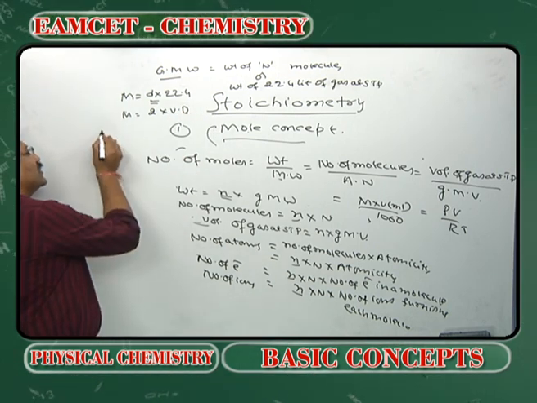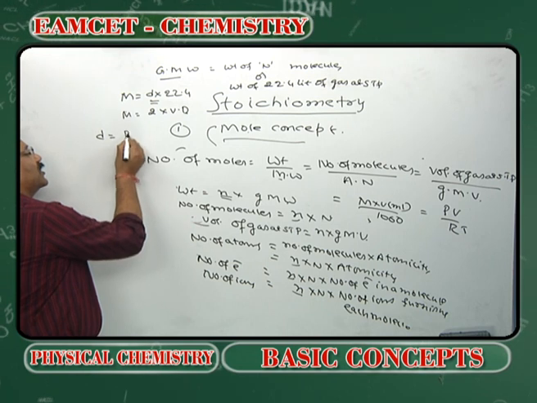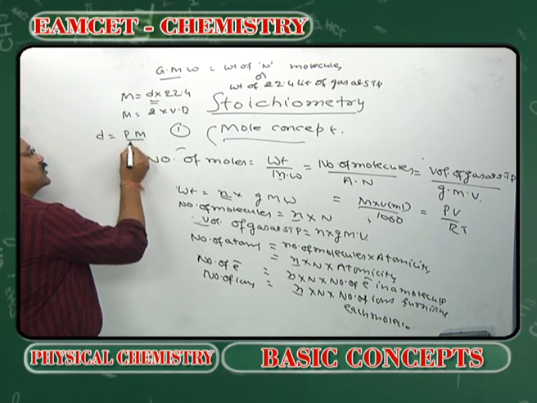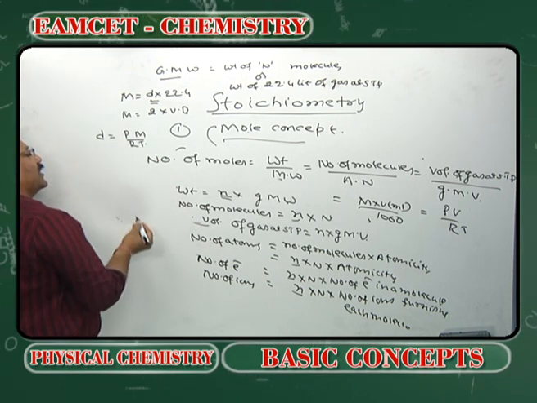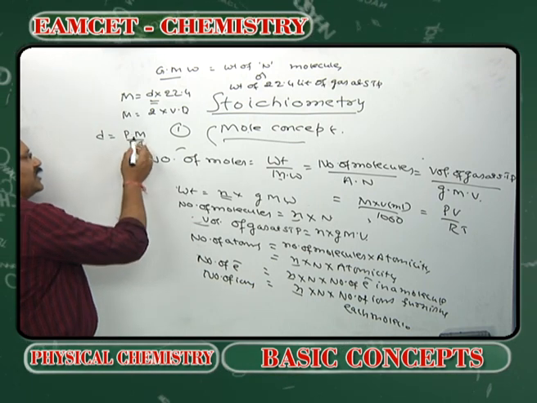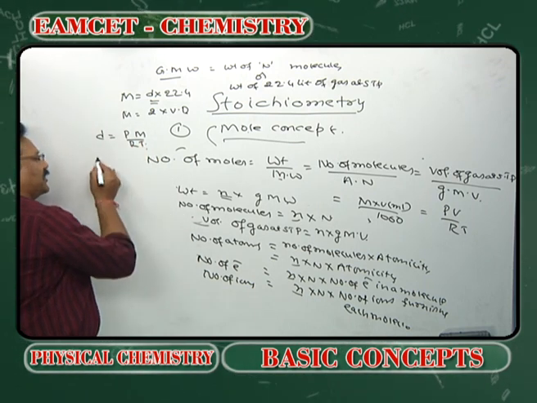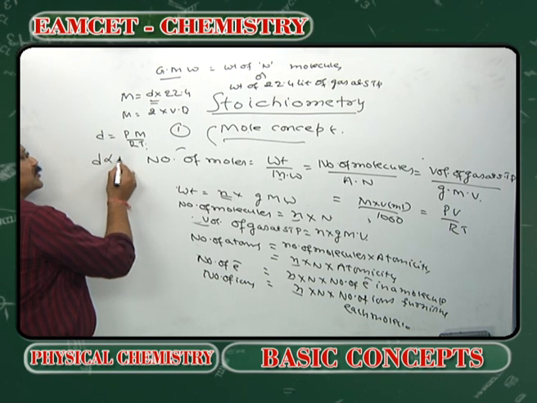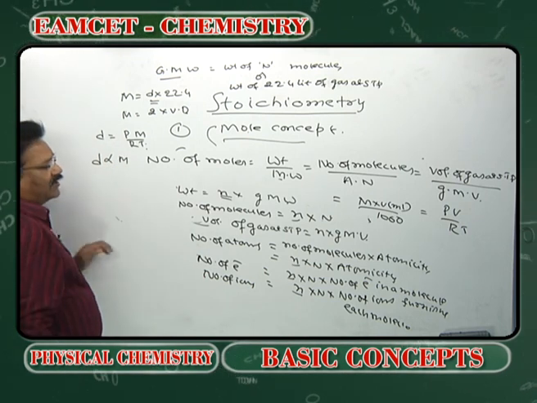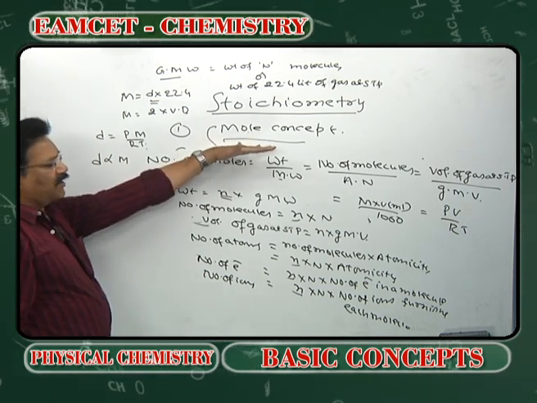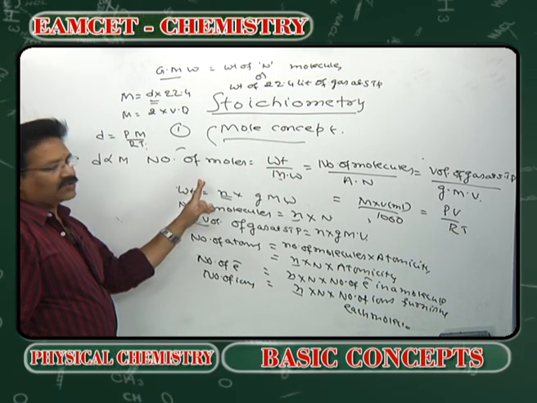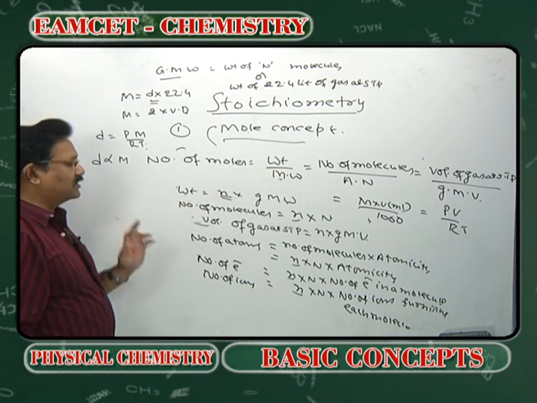And the density of the gas can also be calculated by the relation D is equal to PM by RT. At any given conditions of pressure and temperature, density is proportional to the molecular weight. These are the important formulas involved in the calculation of moles and the mole concept.